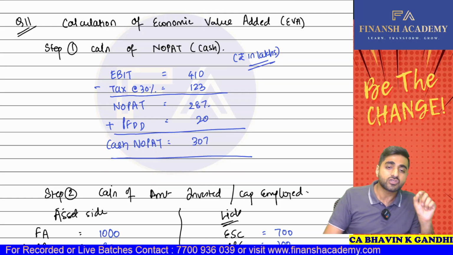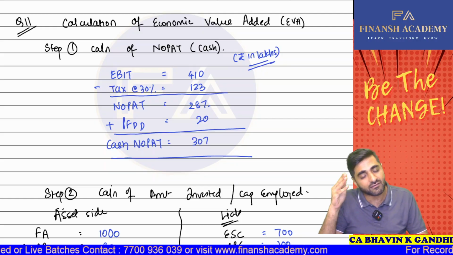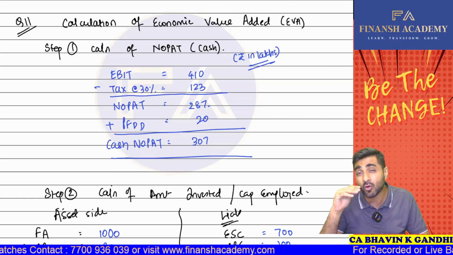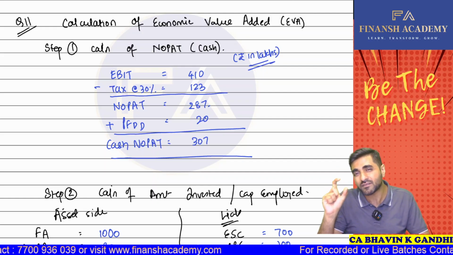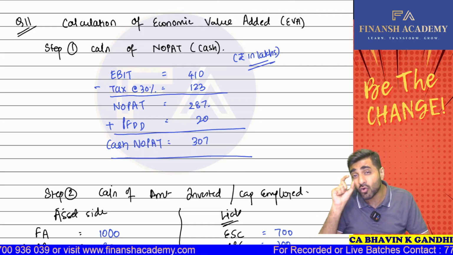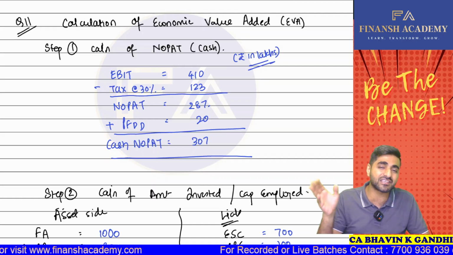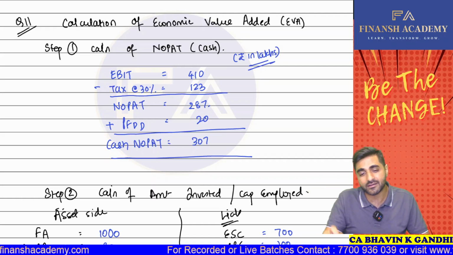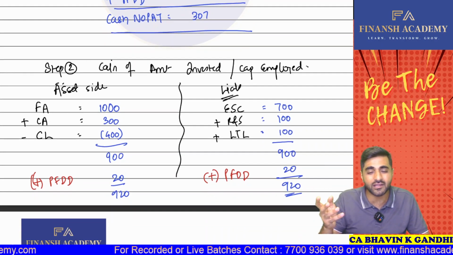Yes, sir. So for calculation of economic value added, you can check that we have to first calculate NOPAT. So we have the EBIT, from that we subtract tax, and we get the net operating profit after tax. Once we have got the NOPAT, we need to add the provision for doubtful debts, because that's a non-cash expenditure given to you in the question. So we'll be adding it, and we'll be getting the cash NOPAT. Okay. What is your amount invested or capital employed? You can do that accordingly.